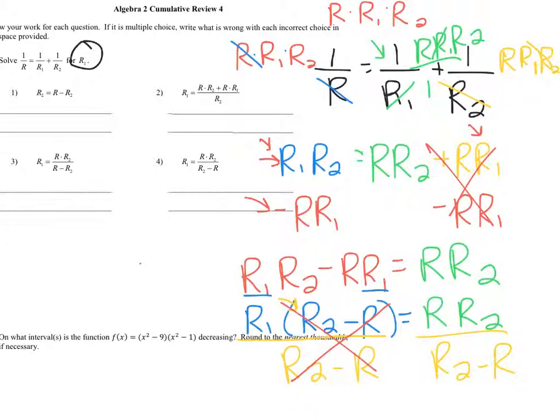So looking through my choices, I want to be really careful because my last two answers look really similar. I can definitely tell that these two answers are not correct because they're not even set up correctly, whereas these two are pretty close. But I know that I want r sub 2 minus r, so I want to choose choice 4.